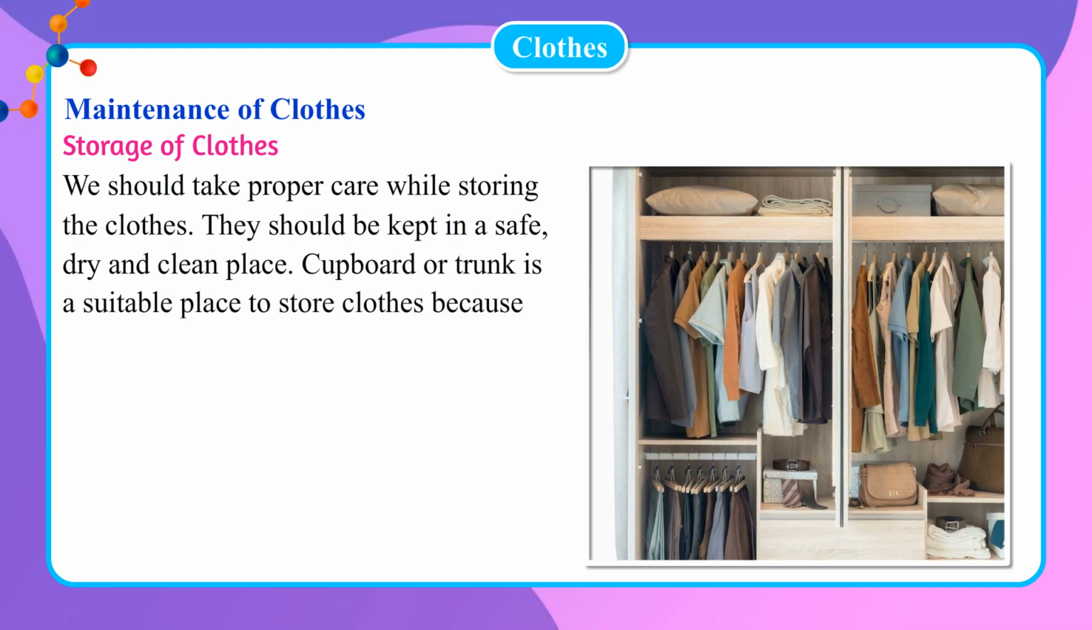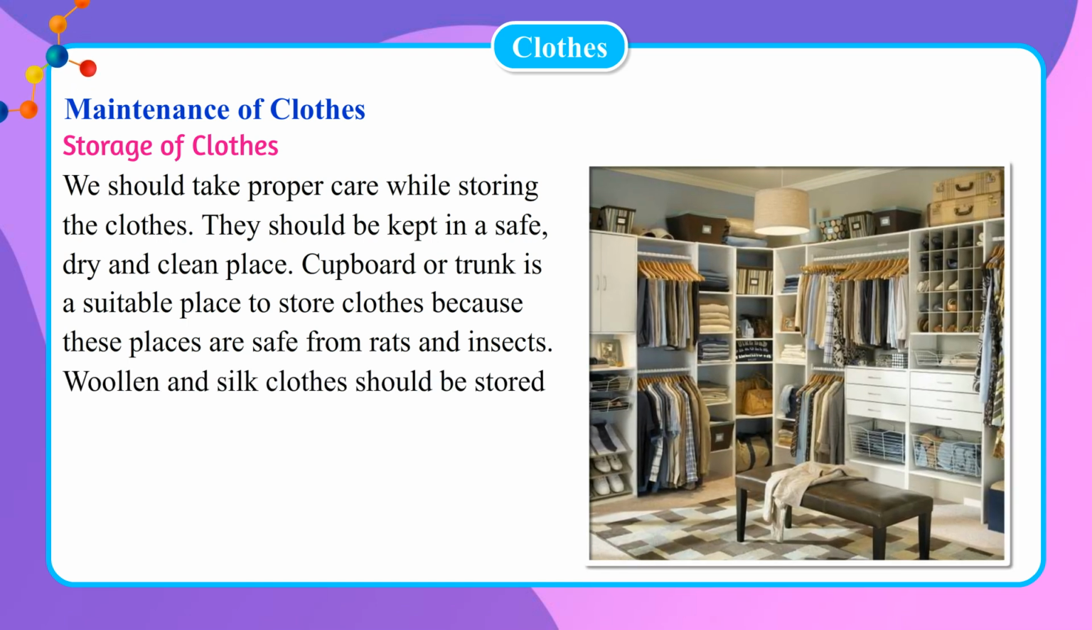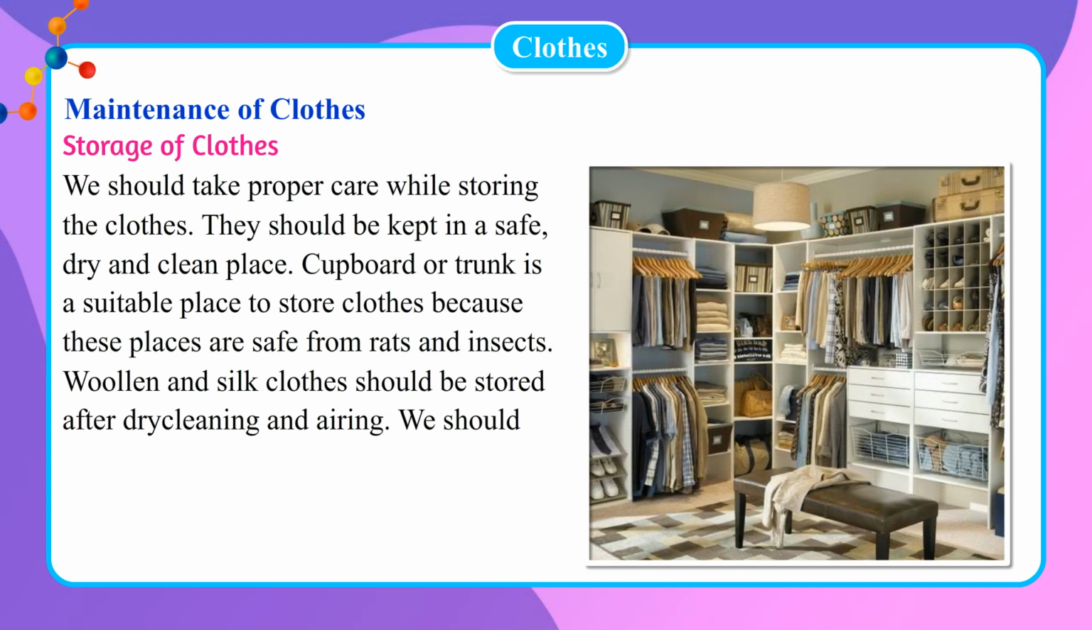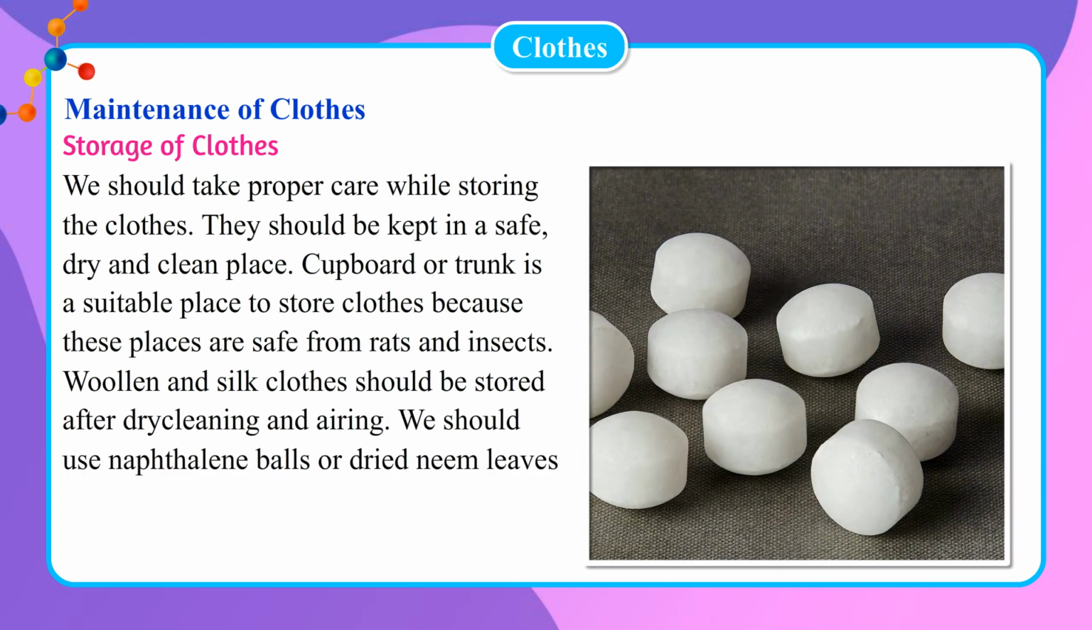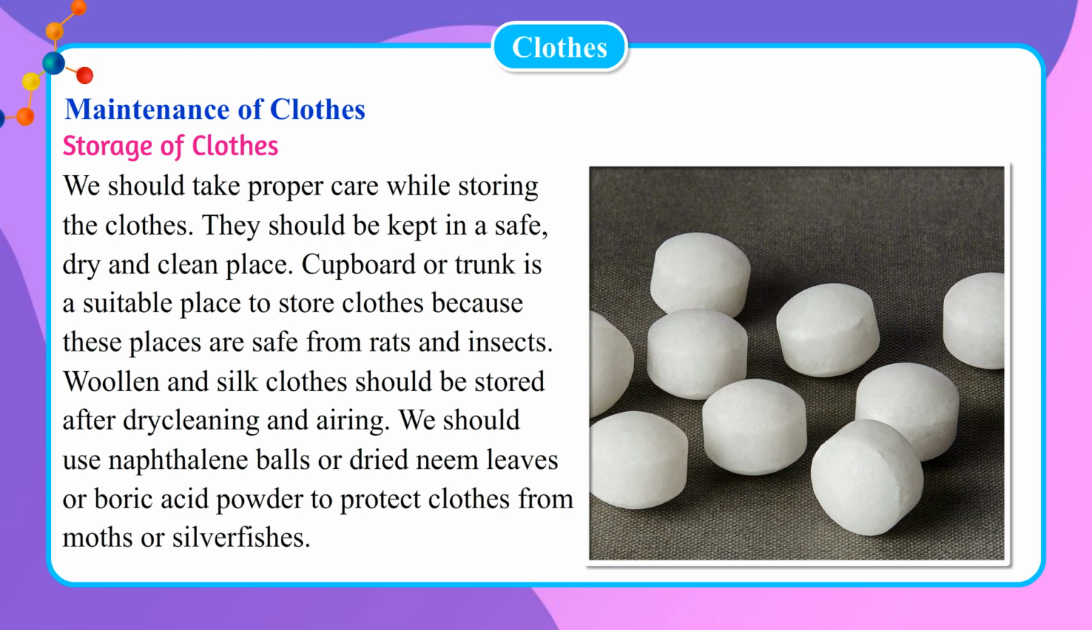Cupboard or trunk is a suitable place to store clothes because these places are safe from rats and insects. Woolen and silk clothes should be stored after dry cleaning and airing. We should use naphthalene balls or dried neem leaves or boric acid powder to protect clothes from moths or silverfishes.